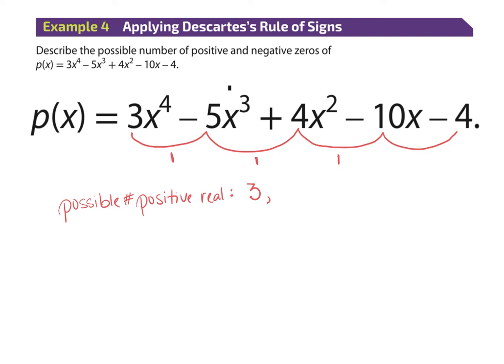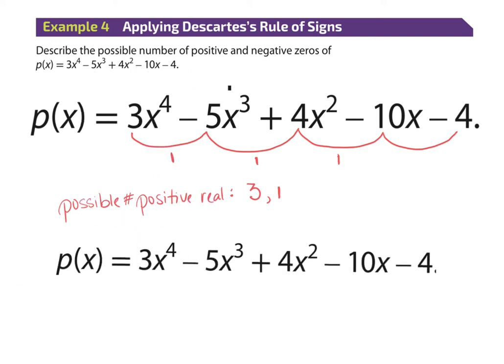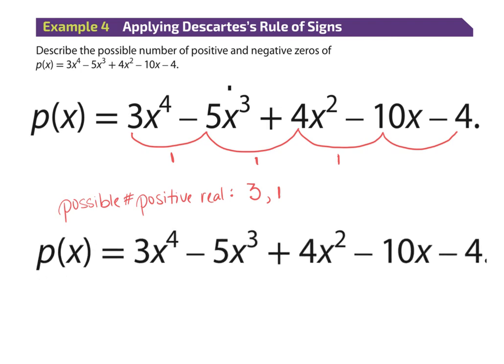I can either have 3 positive or 1 positive, all right? I cannot have 2 positive, 3 or 1. It goes down by 2s. So 3 or 1 possible positives, all right? Now what I'm going to do is I am going to take this same function and I am going to plug in a negative x to all of my x's, all right?